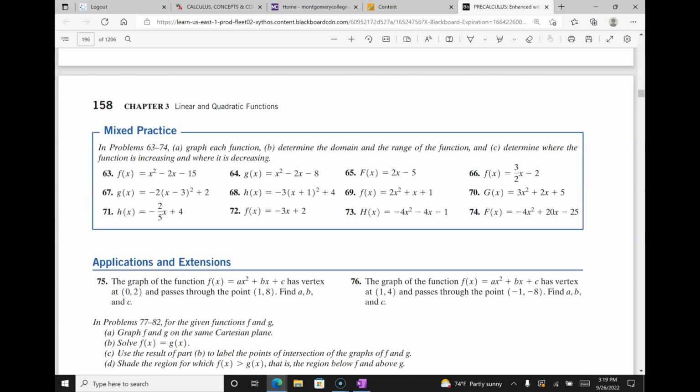Let's just go right here. Graph each function to get me the domain and range. Determine where it's increasing and decreasing. Find me x-intercepts, find me y-intercepts, find me the vertex, etc. We'll do everything here. Let's do 73. Is that one I assigned you? No, right?